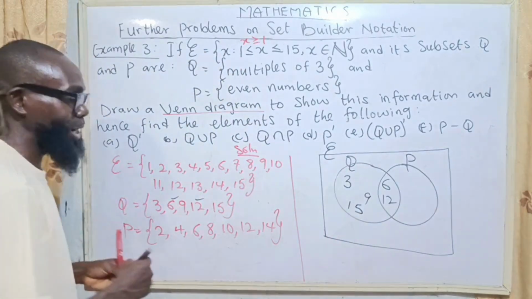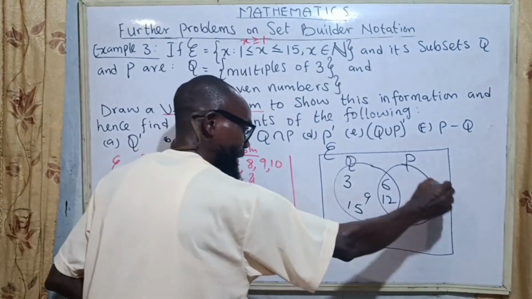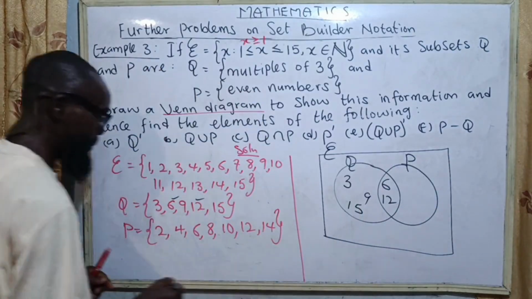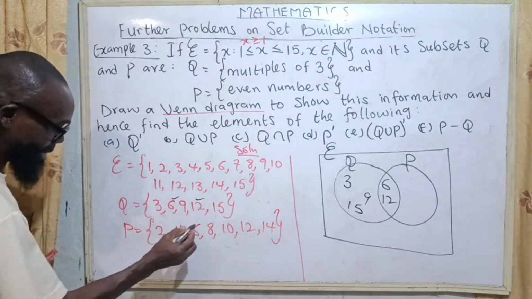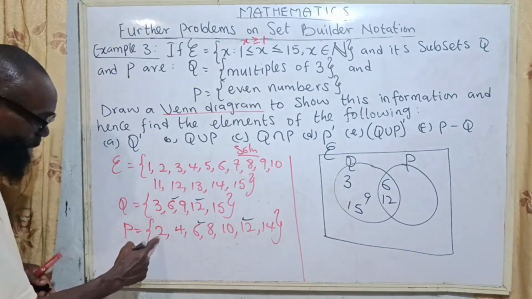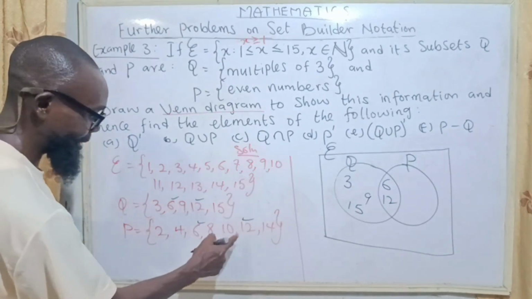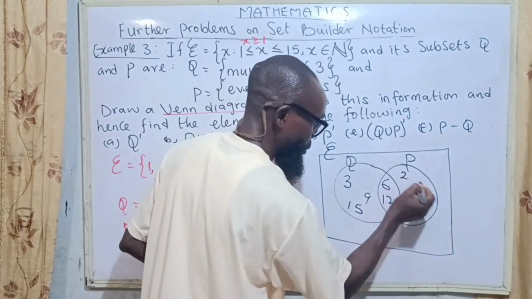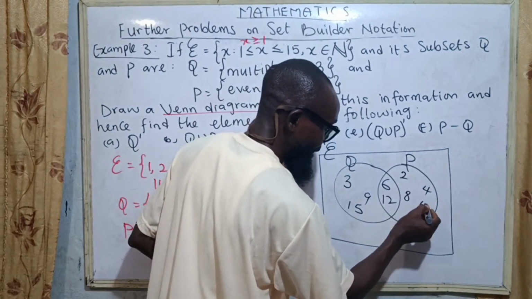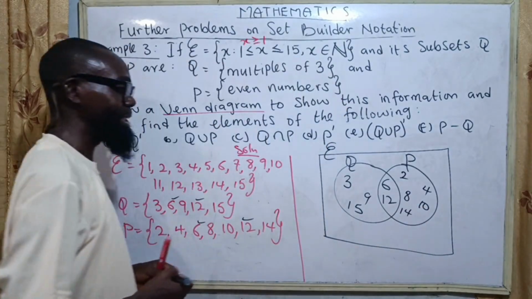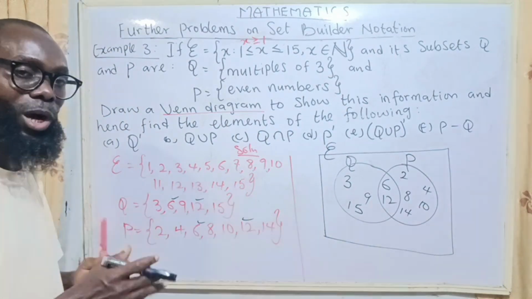Fine. Look at my hand again. Look at this P. If you take away 6 and 12 in P, what remains? We have 2, 4, 8, 10, 14. These are P only and Q only.